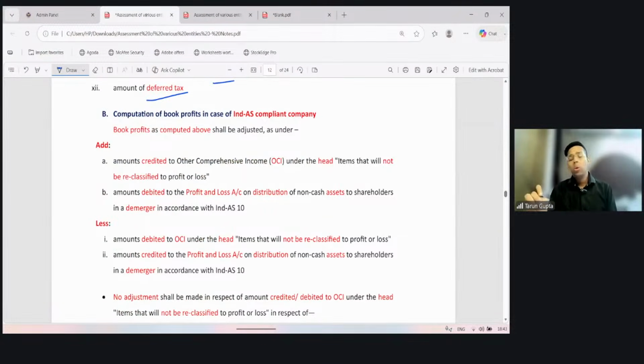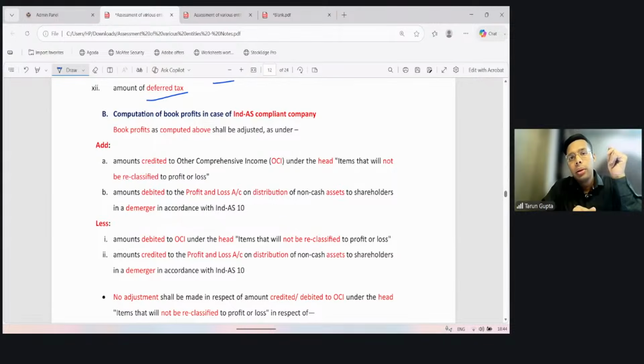Now we know that the Ind AS has been notified. It's not applicable to all companies, but there are conditions. And if a company satisfies such criteria, it's required to maintain its books of account as per Ind AS. Okay. So in case the profit and loss account is prepared as per Ind AS, then there are some more adjustments which are to be made.